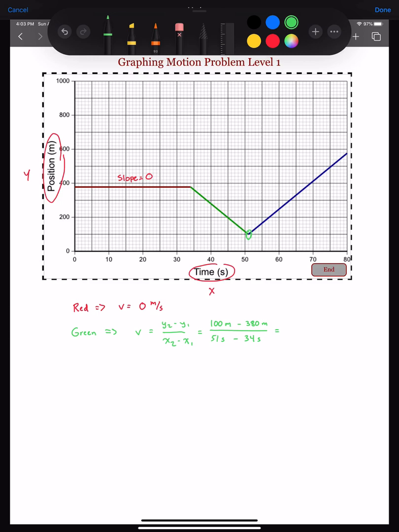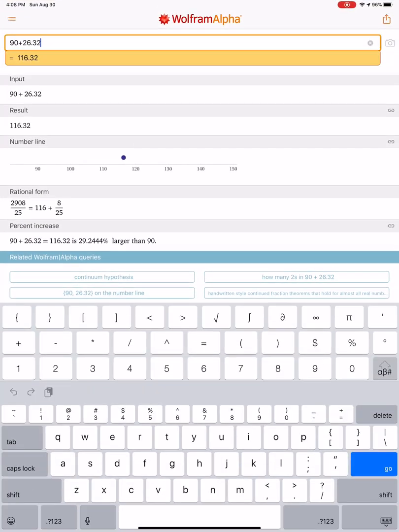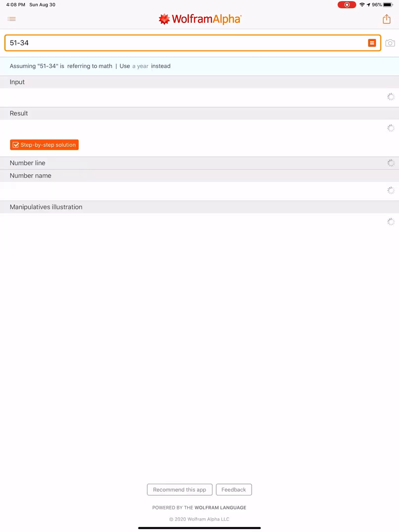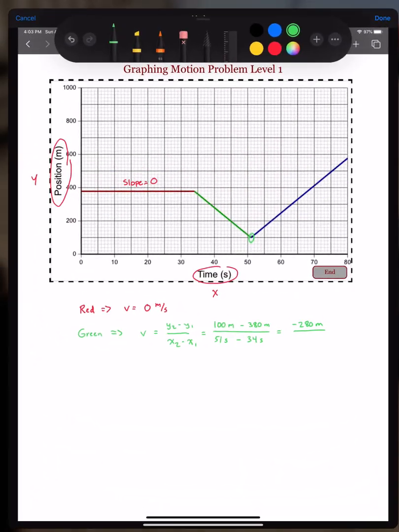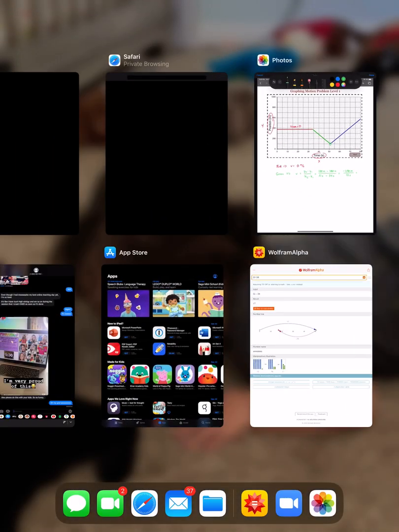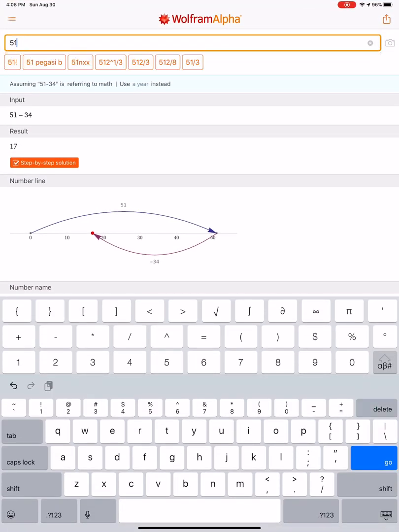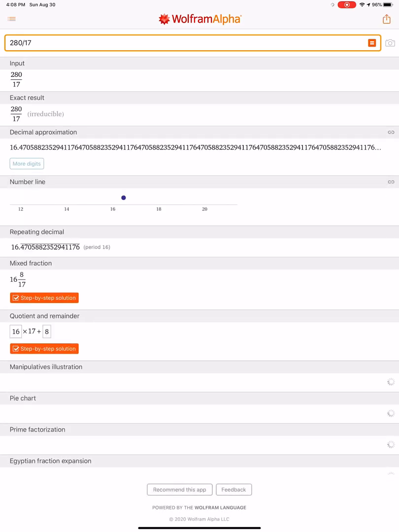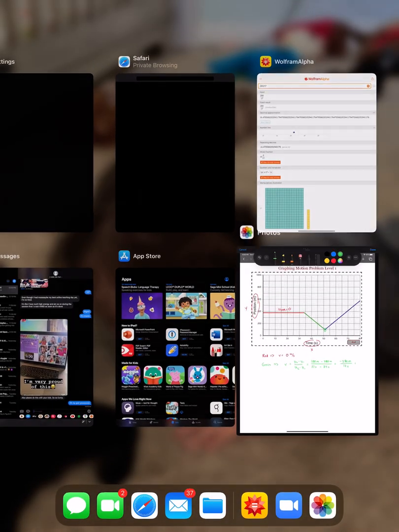Okay. 100 minus 380 would be negative 280. And 51 minus 34 is 17. 280 divided by 17 is 16.47. And that'll be negative.